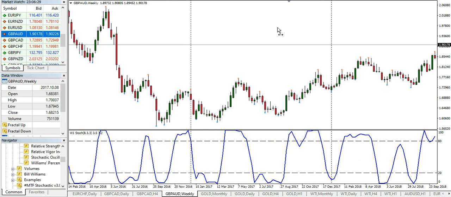So how does this work? Let's see. When the indicator was above the 80 line here, we said that we will look only to sell.